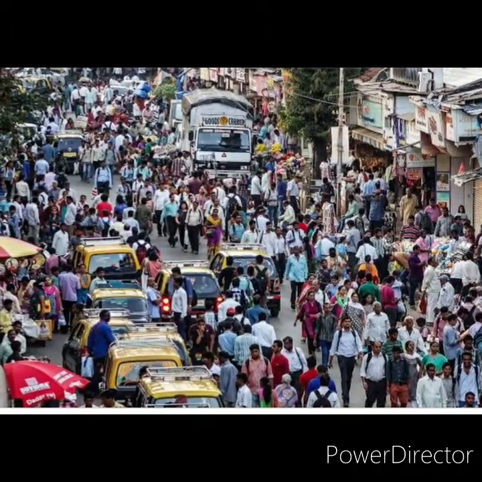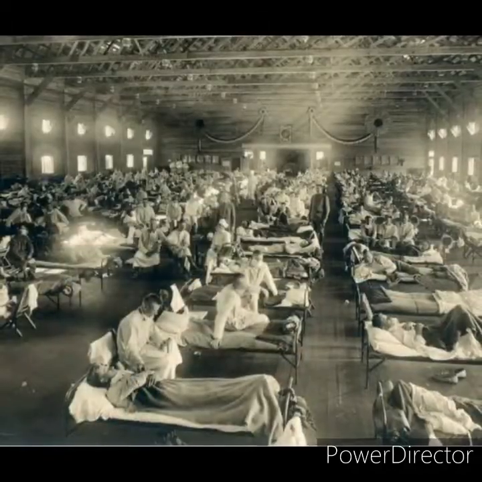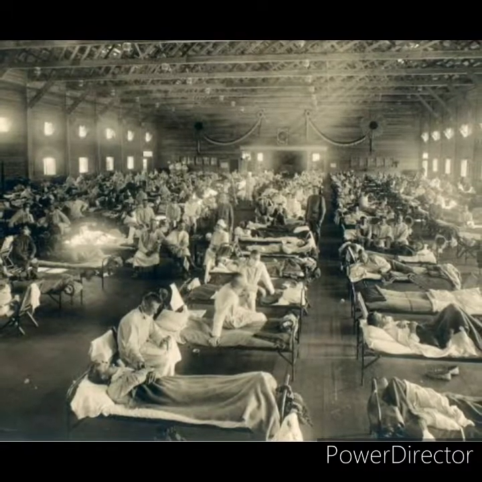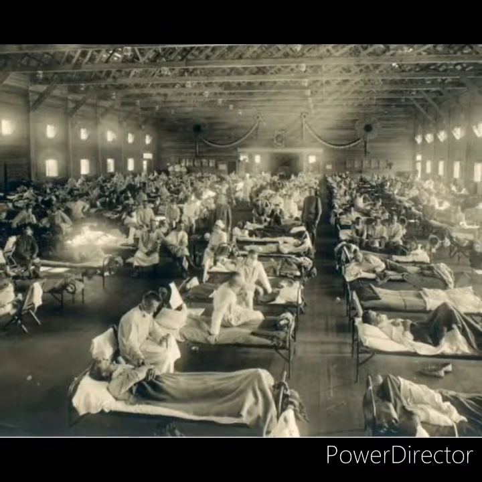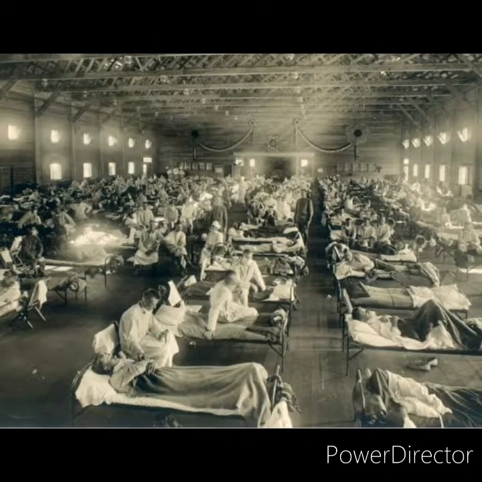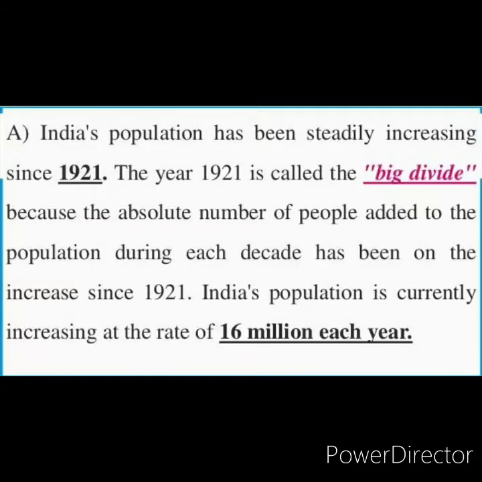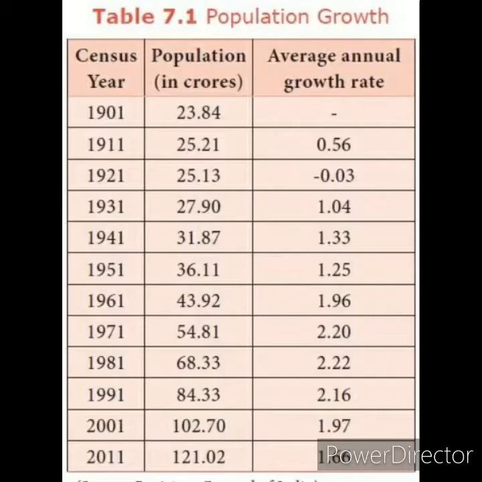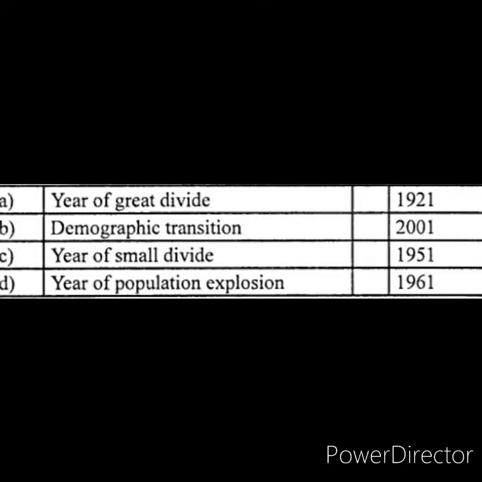Due to the rapid and frequent occurrence of epidemics like cholera, plague and influenza, and also due to famine, there was a negative growth during the years 1911 to 1921. The year 1921 is known as the year of the Great Divide because in this year India's population started to increase. During 1951 to 1961, the population growth rate came down from 1.33% to 1.25%. So it is known as the year of the small divide.